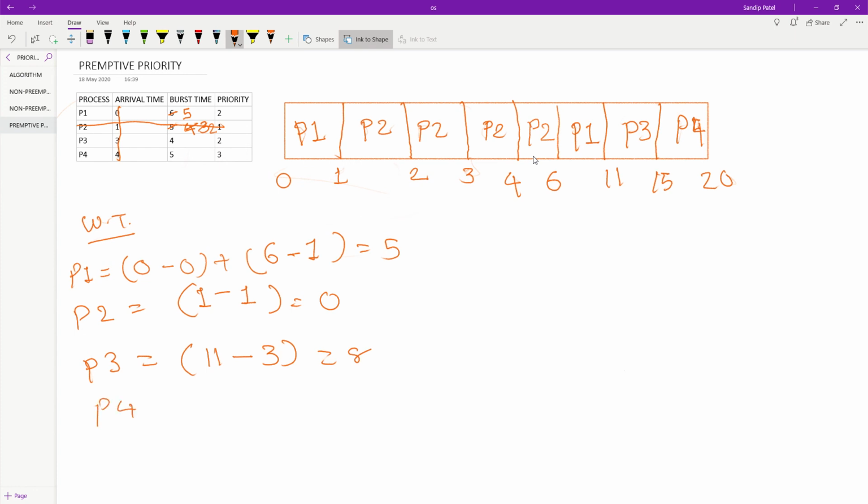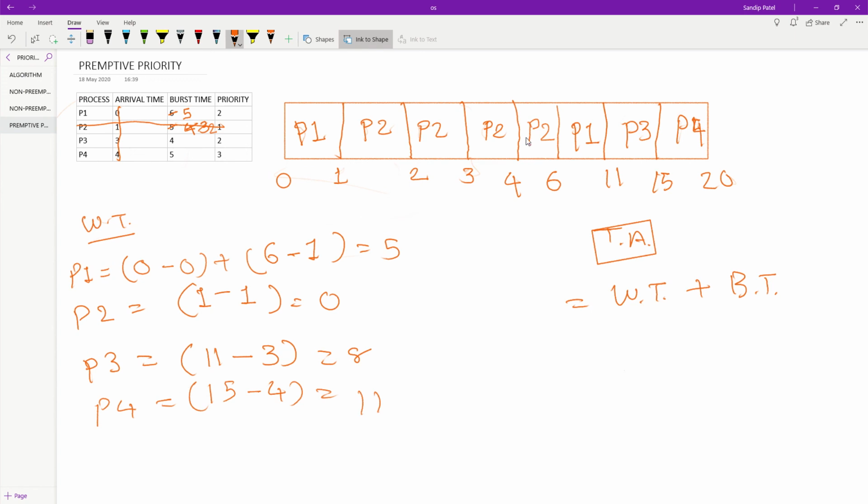For P4, the first response is generated at 15 milliseconds and it arrives at 4 milliseconds, so it is 11 milliseconds. So you can easily calculate the average waiting time. I'm not calculating the turnaround time now; calculate it yourself. The equation is waiting time plus burst time for each process, P1, P2, P3, P4, and then find the average.